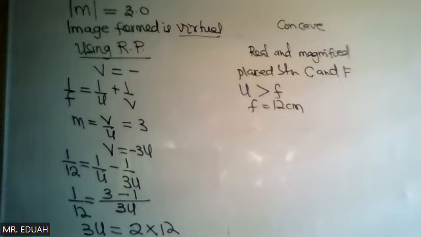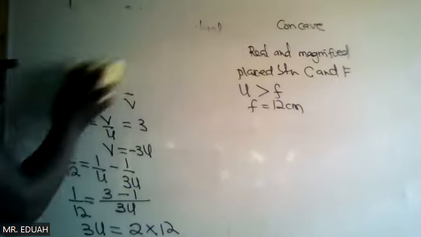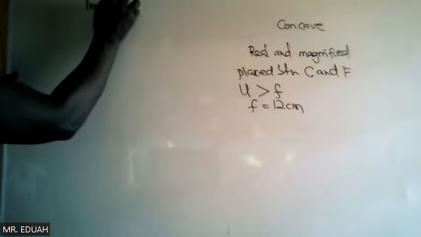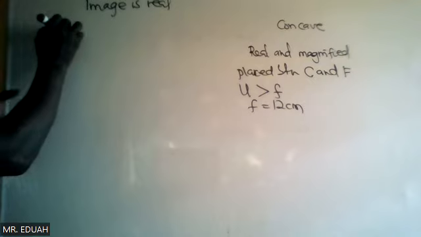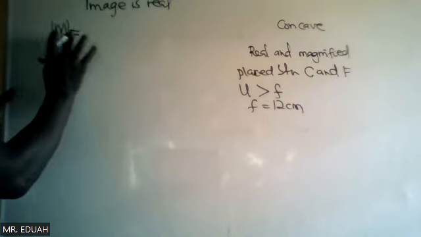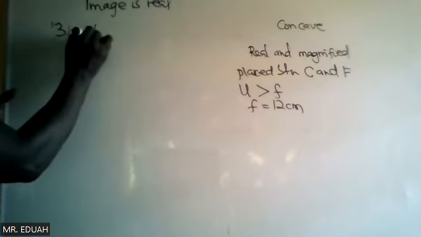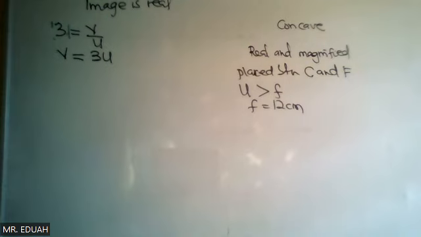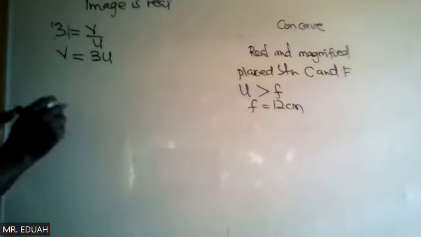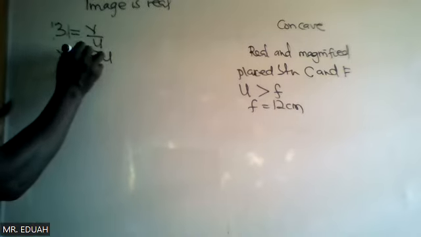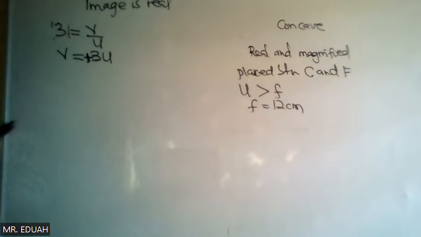So let's use our calculation to see if we have this. This time we are told the image is real. Magnification is still 3 times, absolute value. So we have V on U equals 3, meaning image distance V would be 3 times U. This time the image is real, so we are still using the RP convention, and image distance V is plus.